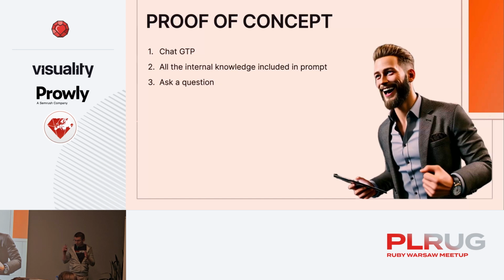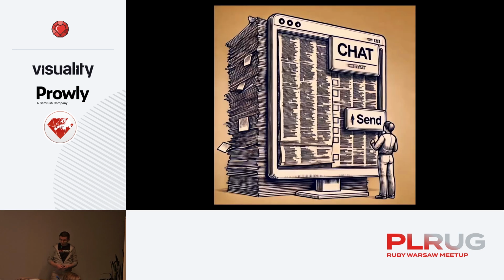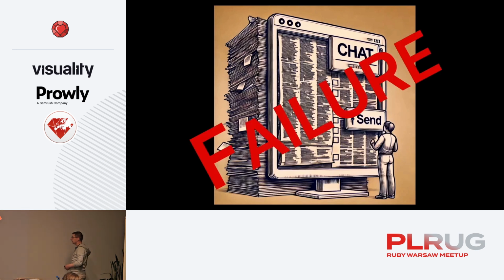So we want to build a proof of concept. We take ChatGPT, we put in all the internal knowledge, like 100 PDFs, or at least we try, and we ask the question, and we have something like this. We have to fit the entire library into the ChatGPT window, and well, we've just failed. So thank you very much. That would be it.